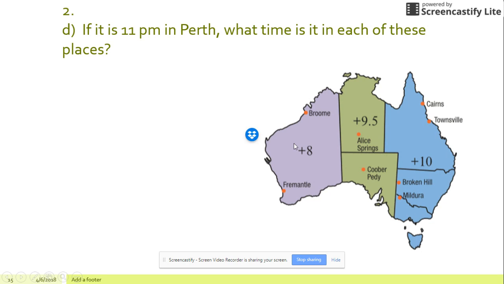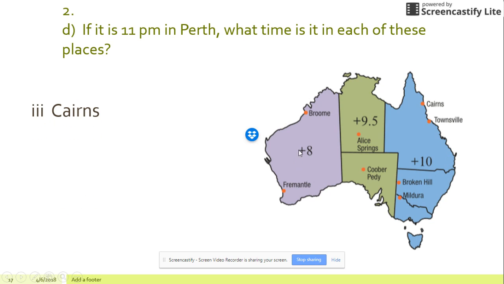Okay, if it's 11 o'clock in Perth, so 11 in the evening, what time is it in these places? Alice Springs. So we've got to go ahead 1.5 hours. If it's 11 o'clock, we go ahead 1 hour, makes it midnight, and half, 12:30 a.m. It's in the morning. What about Broken Hill? If it's 11 o'clock in Perth, what's the time in Broken Hill? It'll be 1 a.m. because it's 2 hours ahead. Perth and Broken Hill, 2 hours ahead.